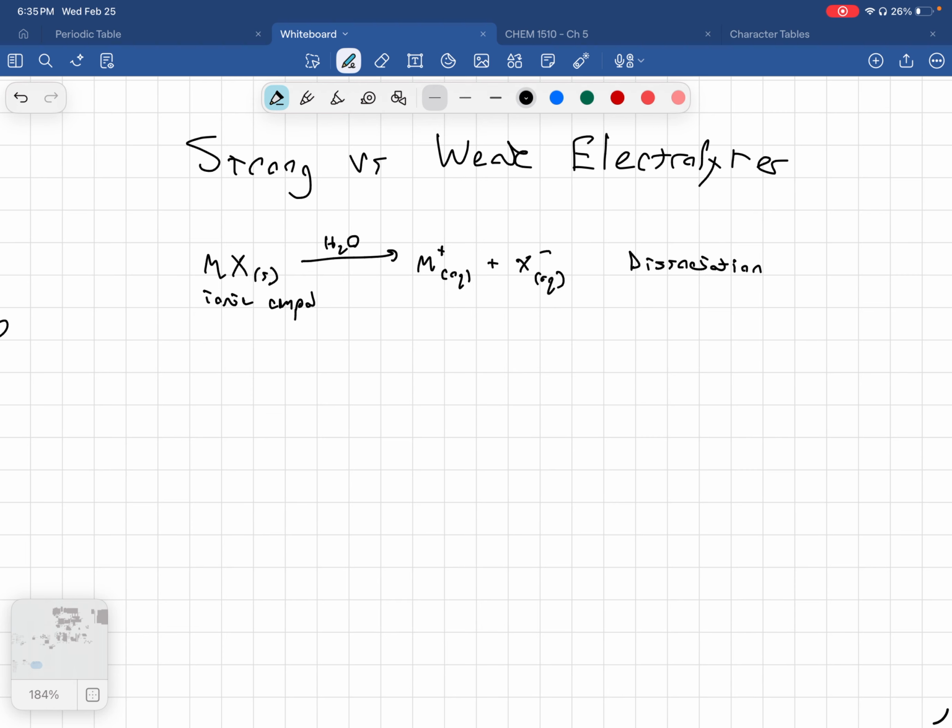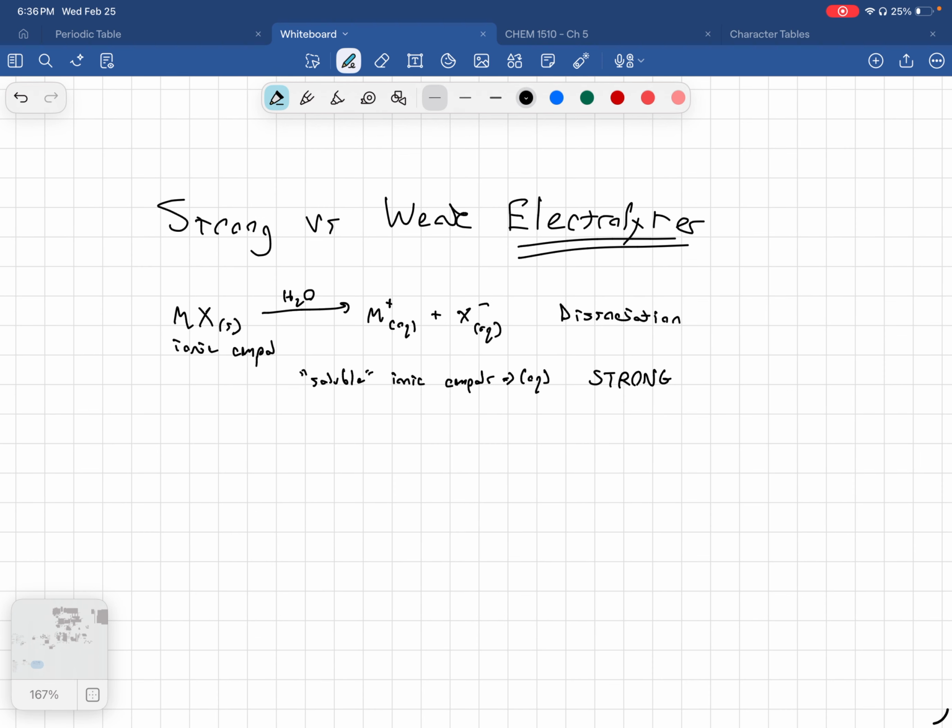If you remember, soluble ionic compounds, that is, ionic compounds that are aqueous when dissolved in water, we refer to as strong electrolytes. Remember what an electrolyte is: an electrolyte is a substance that produces ions in water, and those ions can conduct a current.